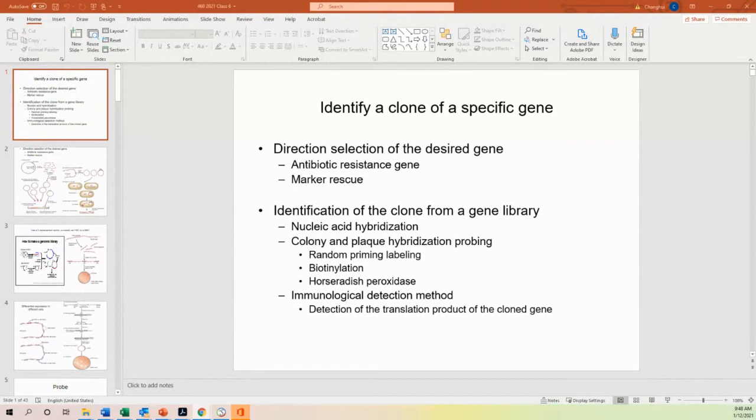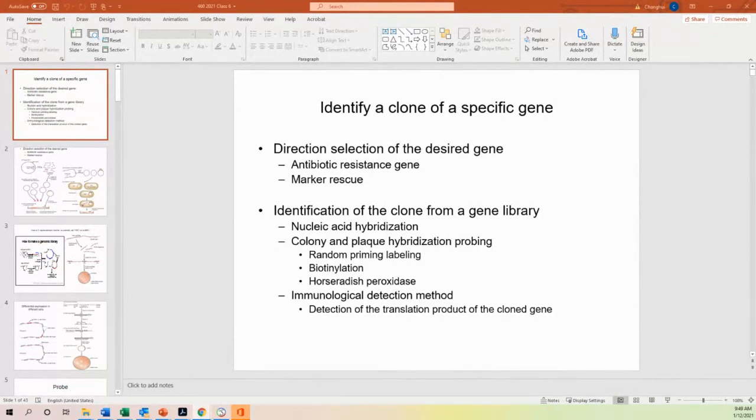To identify a clone of a specific gene, we have the direct selection of a desired gene. That means finding the cell, the clone, that carries the antibiotic resistance gene, or marker rescue. These are two commonly used techniques. Insertion inactivation is what we learned before. Marker rescue would be like the auxotroph mutant.